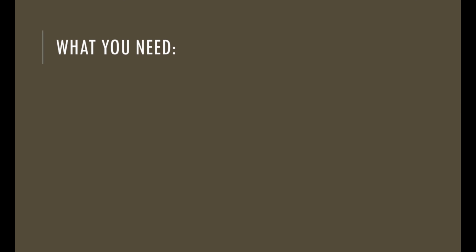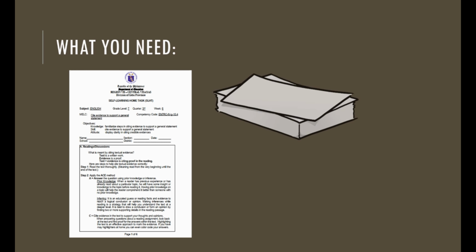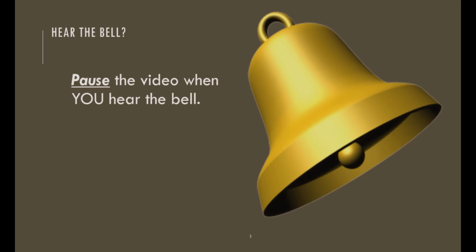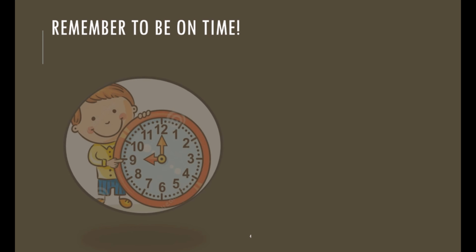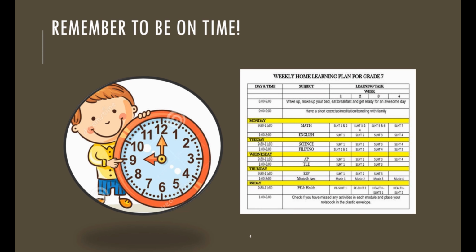For this clip, you will need your English 7 home task for week 6, some pieces of bond paper for your outputs, and a pen. Pay attention when you hear the bell sound. That means you may need to pause the video in order to do the task given. Then resume the video once you're done. And remember to be on time. Follow a schedule of tasks that you need to accomplish so you can submit them on time.